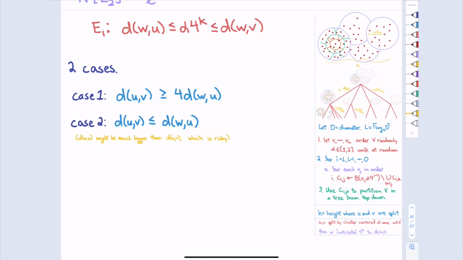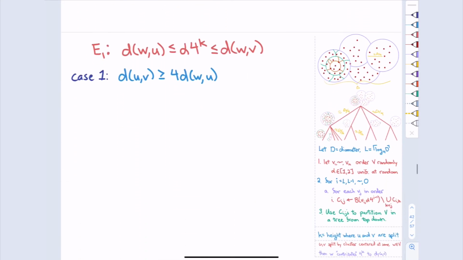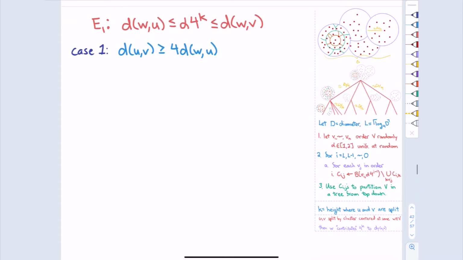The more interesting case we'll spend more time on is when here's U and V and W is potentially really far away. Okay, in which case if W does split them up, right? This is a huge cluster and assigns a big distance. So this is the risky one. All right, let's do this case carefully.